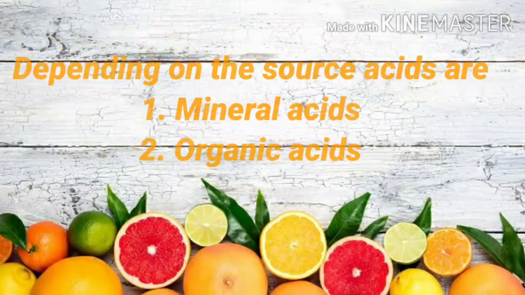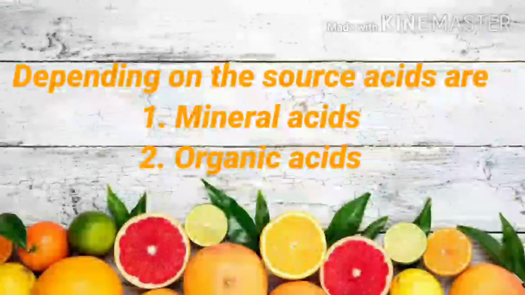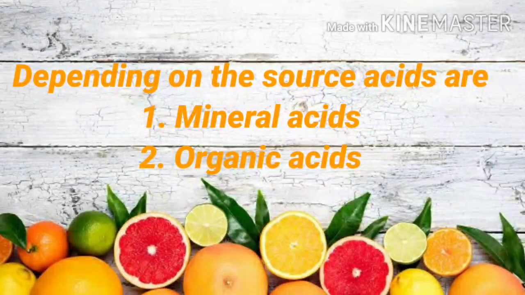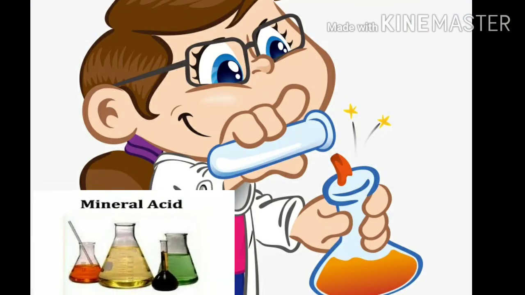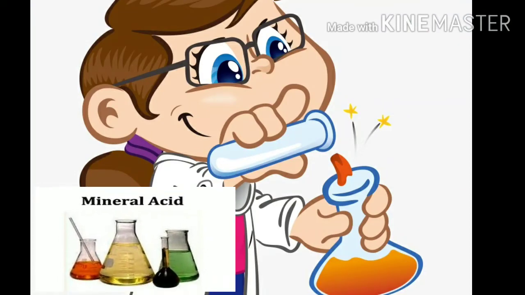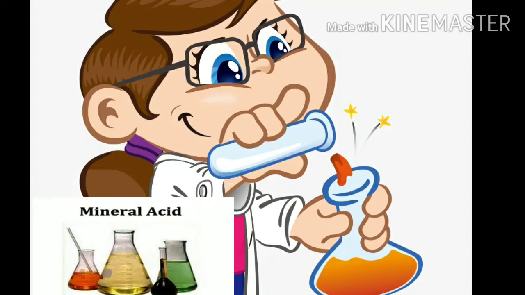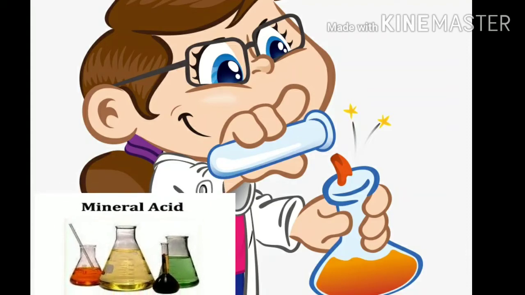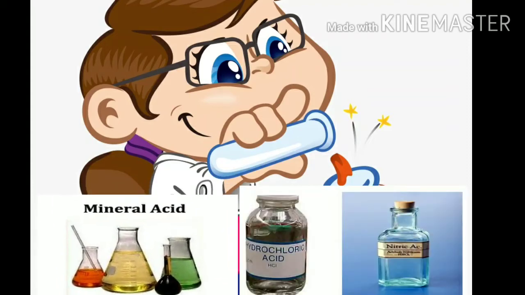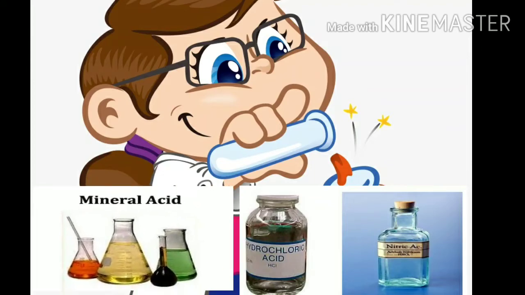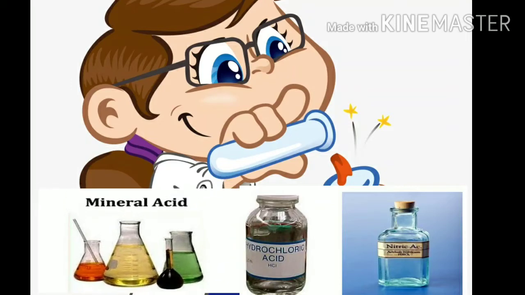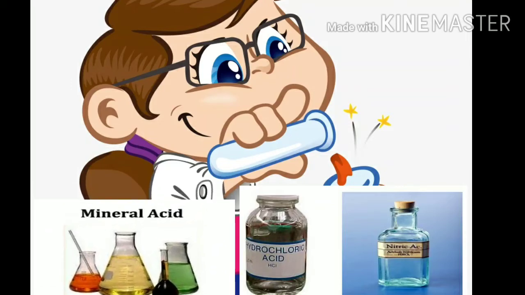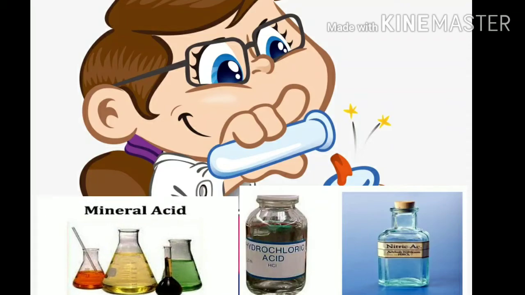Depending on the source, acids are classified into two types: mineral acids, organic acids. Mineral acids are prepared artificially from minerals found in the earth. Examples of mineral acids are sulfuric acid, nitric acid, hydrochloric acid, etc. These are also called as inorganic acids.